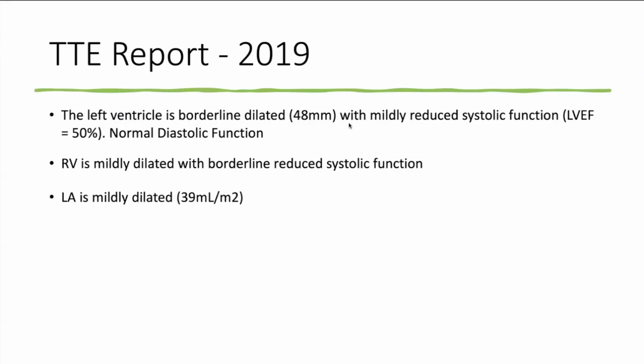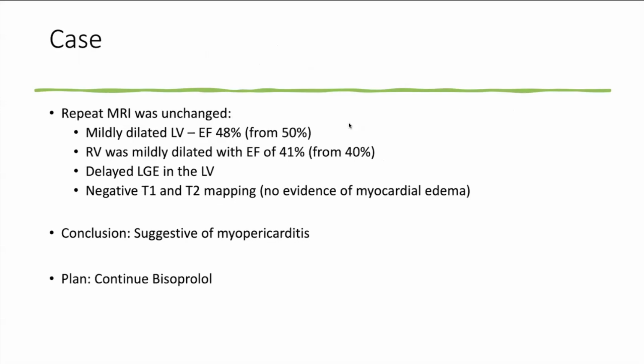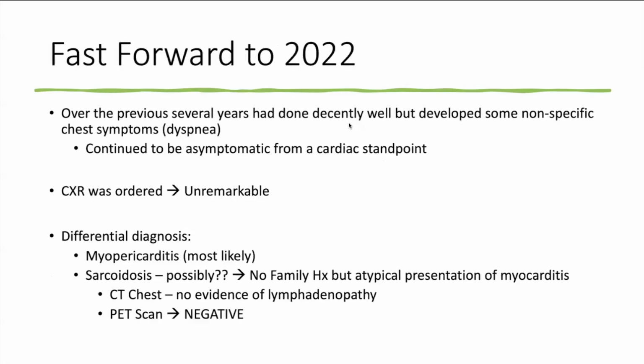So then she went on to have a repeat cardiac MRI, and that was relatively unchanged, showed that her EF was now 48% from 50%. Her RV was dilated, EF was 41%. She had some late gadolinium enhancement in the left ventricle, but negative T1 and T2 mapping, which would be evidence of myocardial edema. So there was no edema there, just some fibrosis. And the plan was still to just continue bisoprolol because the thought was still that she was just having episodes of myopericarditis.